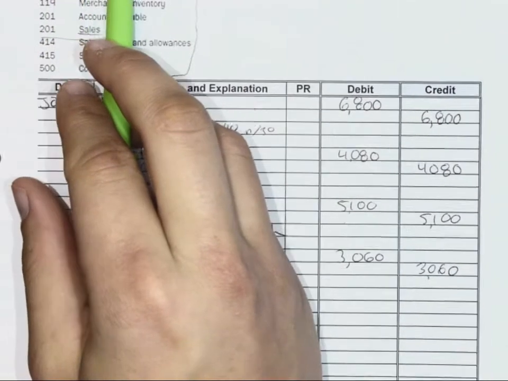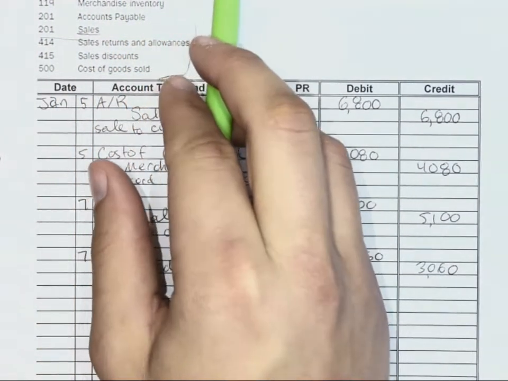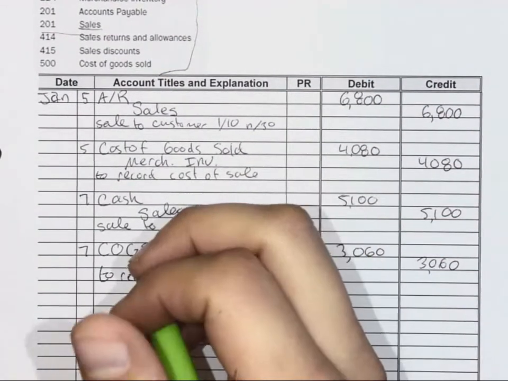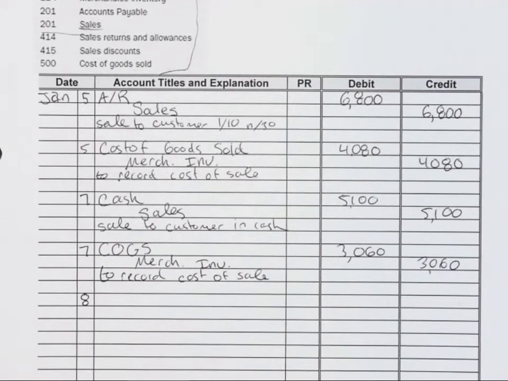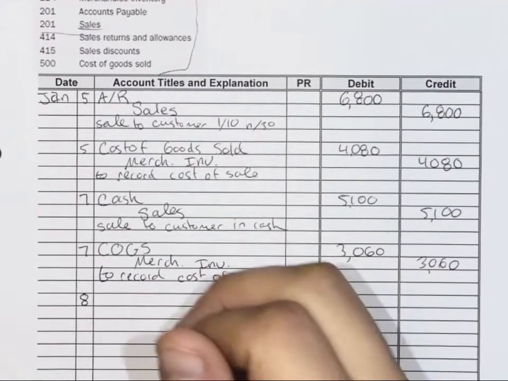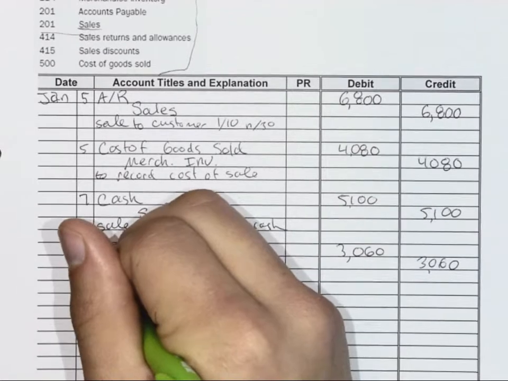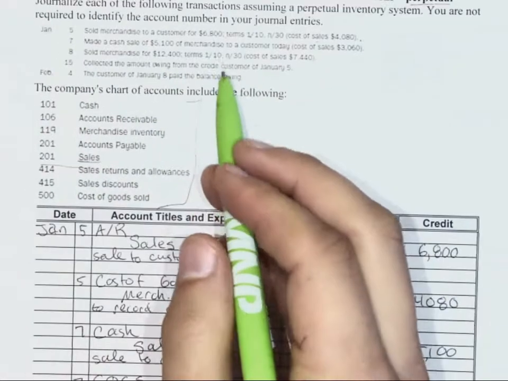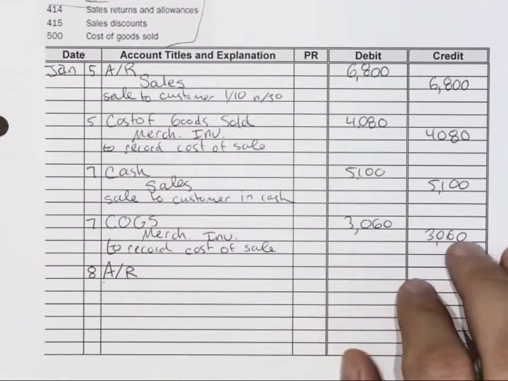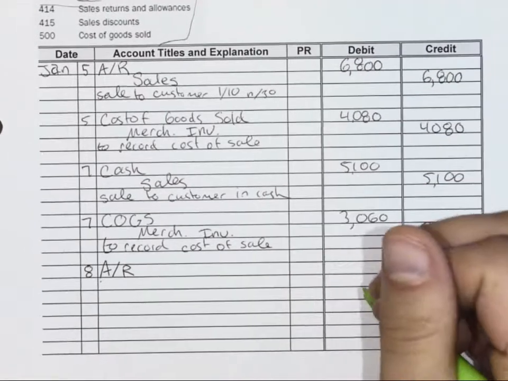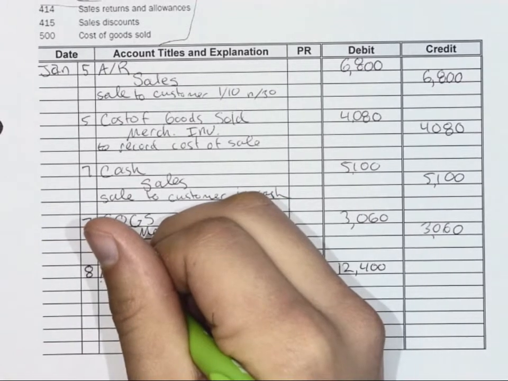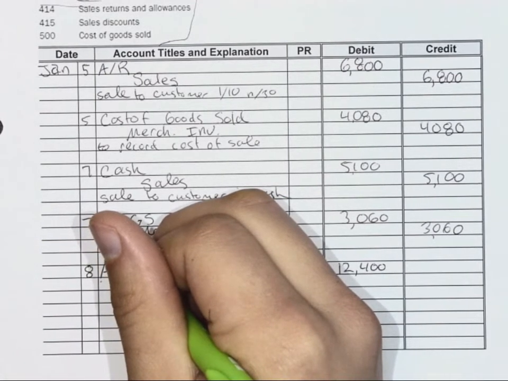On January 8th, sold merchandise for $12,400, terms 1/10, net 30, cost was $7,440. So what is the first half of this transaction? And how do we know it's accounts receivable? Yeah, we offer terms. You don't offer terms on cash, right? Because they don't have to worry about paying. So accounts receivable for $12,400. And what are we going to credit? Our sales.